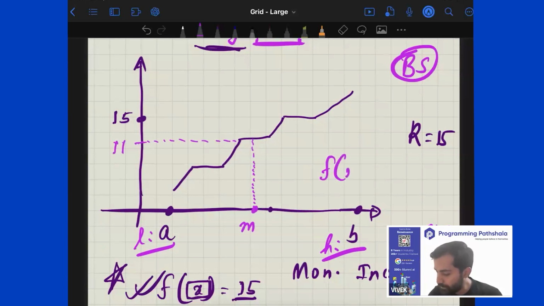If f of mid is smaller than 15, what would it mean? Would your answer lie in the left realm, or would it lie in the right realm? Would it lie on the left side or right side? It would definitely lie on the right side. Why?